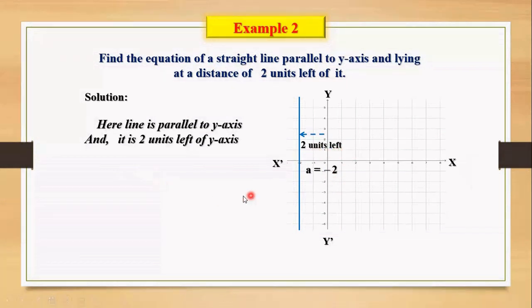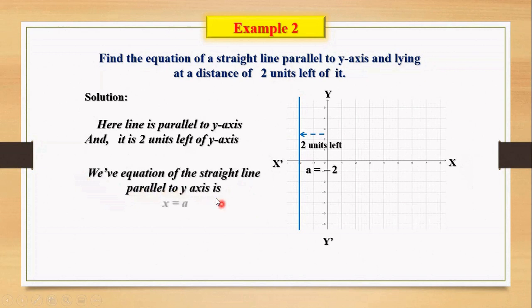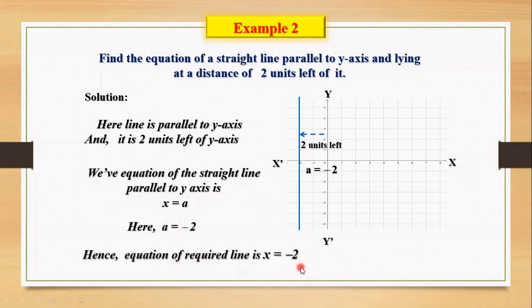As we know, for any straight line parallel to y-axis, its equation is x = a. Let's substitute the value of a from the figure here. a equals -2. We will get x = -2. And shifting 2 to the left hand side, we will get x + 2 = 0, which is the required equation of the straight line according to the question.